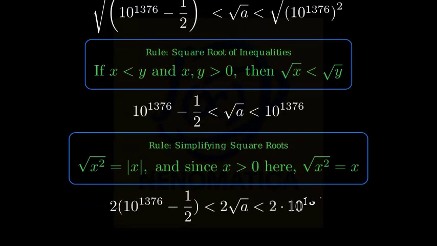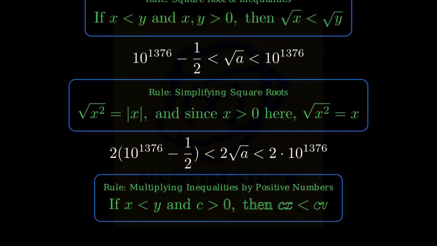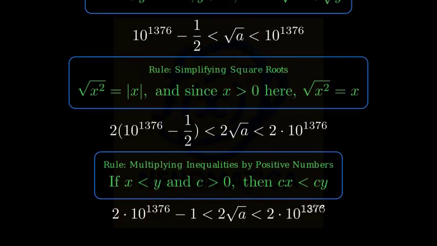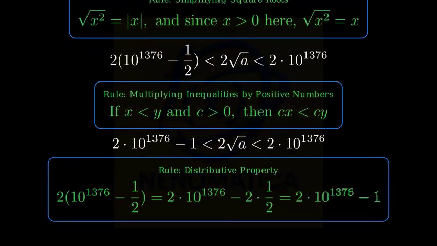Multiplying all parts of the inequality by 2, we get that 2 times the square root of a is between 2 times 10 to the power of 1,376 minus 1 and 2 times 10 to the power of 1,376. Simplifying, we get that 2 times the square root of a is between 2 times 10 to the power of 1,376 minus 1 and 2 times 10 to the power of 1,376.